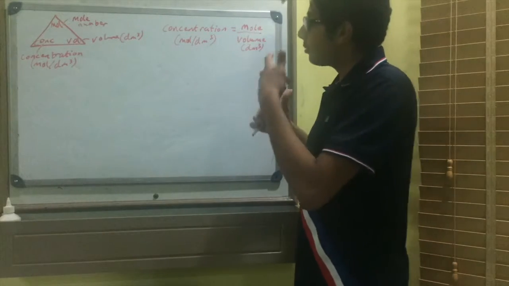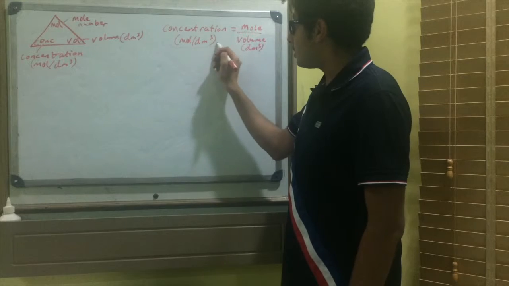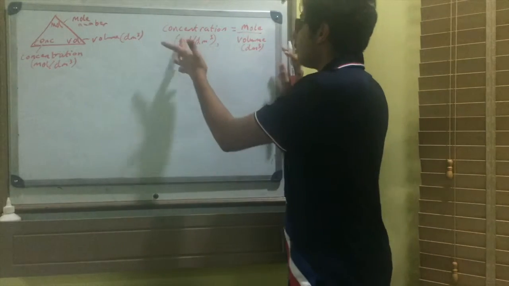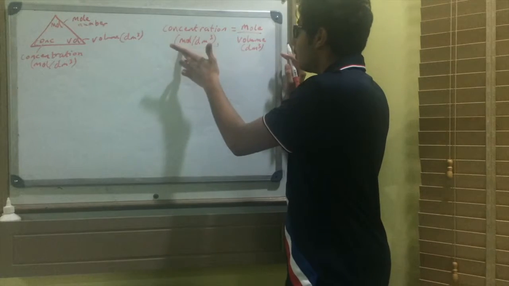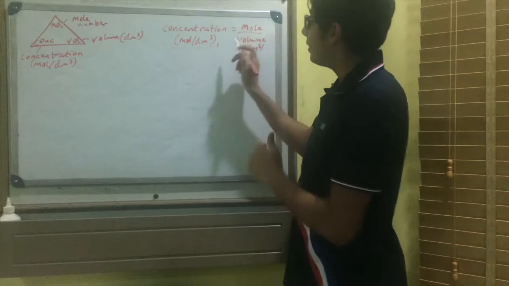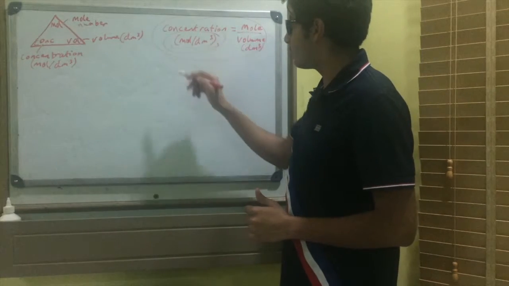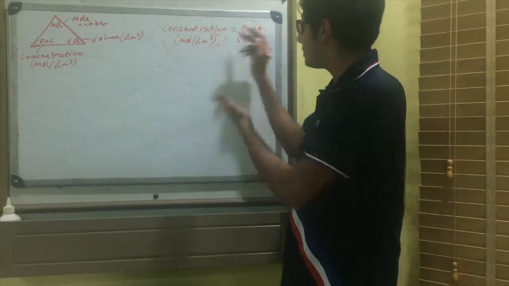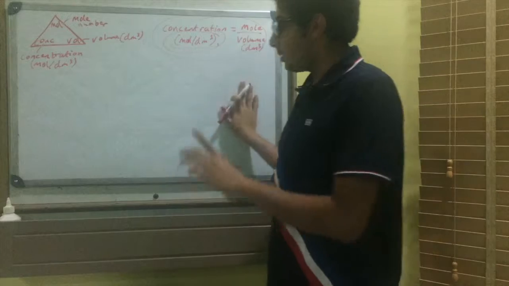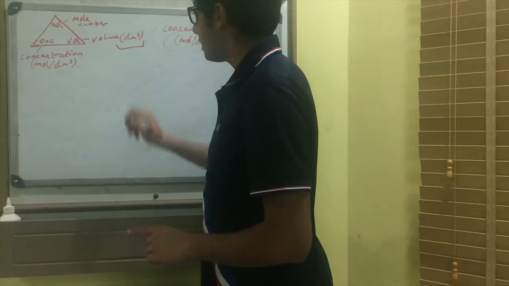If you need help remembering this, if you know that the concentration unit is moles per decimeter cubed, moles divided by decimeter cubed, moles divided by the volume, then you should remember this equation. So concentration, moles per decimeter cubed. Moles, mole. Decimeter cubed, volume. So the special thing about the volume is that it's measured in decimeters cubed.